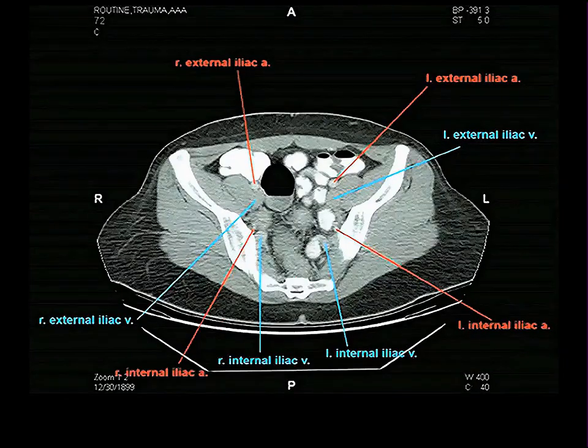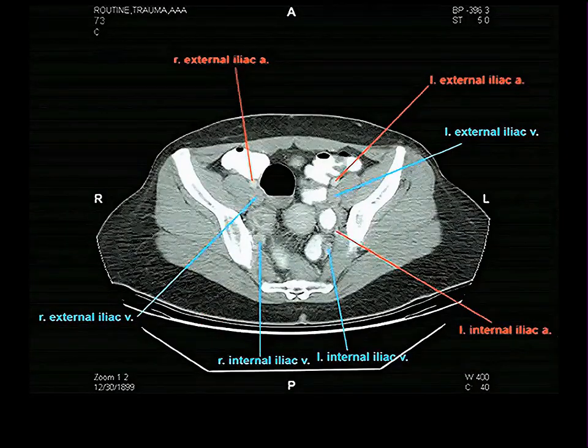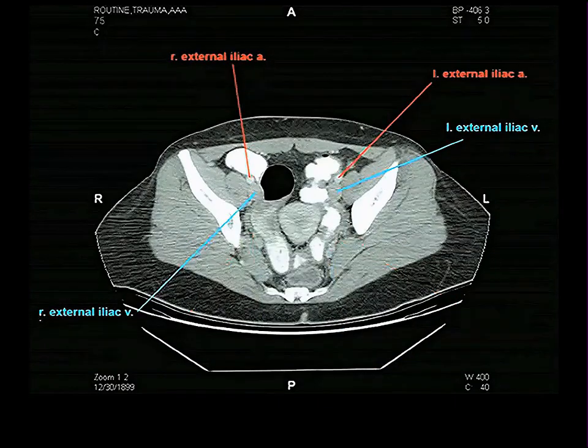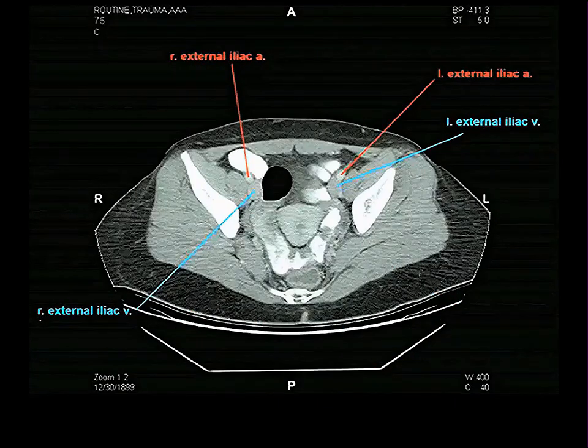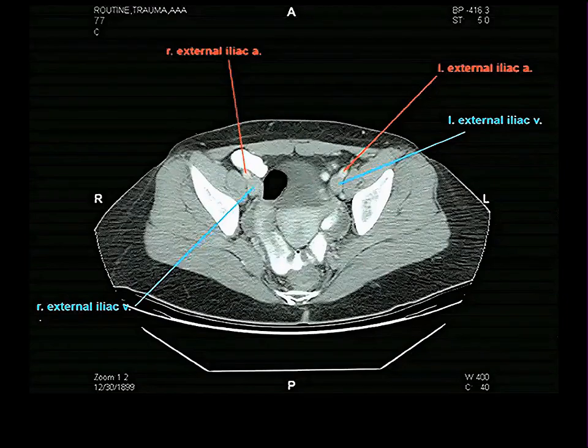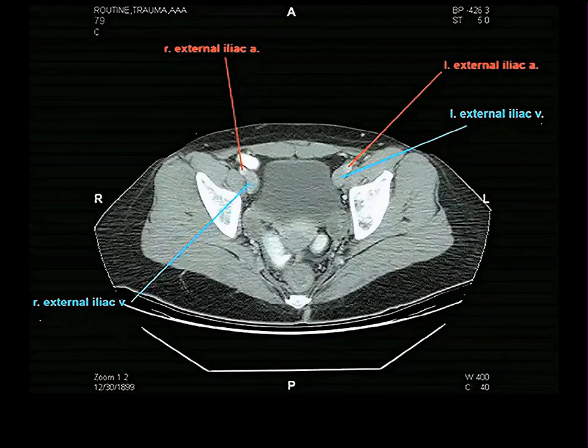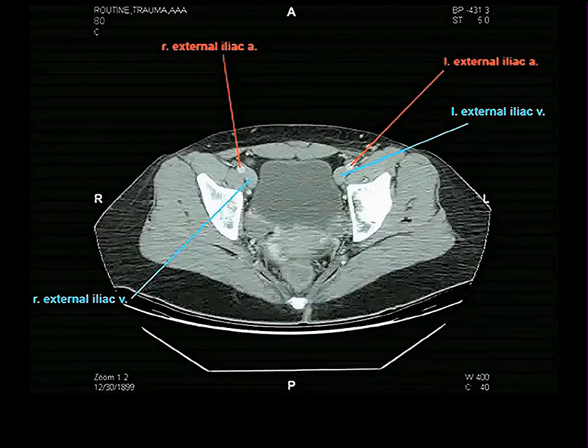But as we continue to go further down, and I hope I'm going down, yes, they will change their relationship, with the vein taking up a position medial to the artery. So there is a 90-degree rotation, and by the time we leave the pelvis, the external iliac vein is medial to the external iliac artery, and when they enter the thigh as the femoral vein and femoral artery, it is the vein that's medial to the artery.